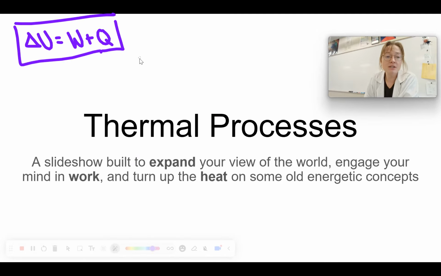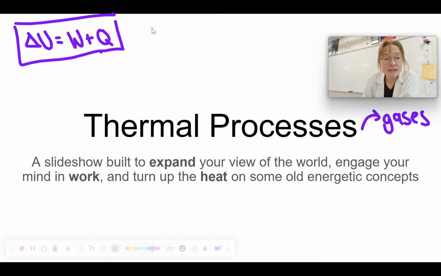And now what we're going to be doing here in these thermal processes is all of these are going to have to do with gases. So in all of these, we are either going to be applying work to a gas or putting heat into a gas and seeing what happens to the internal energy of the gas. So for all of these thermal processes, we're seeing how each of them apply to gases specifically.